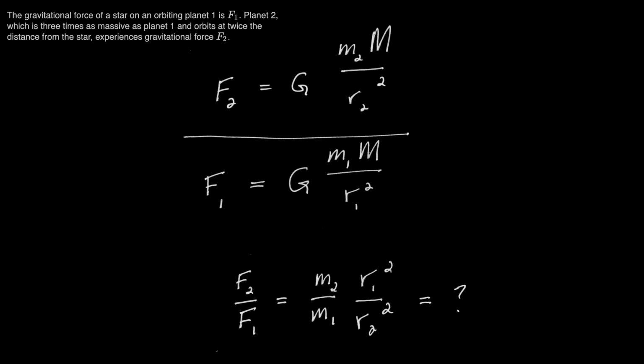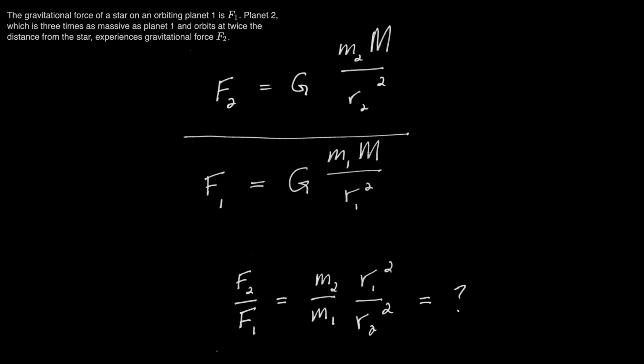What I'm left with is that F2 divided by F1 is M2 divided by M1, because I have an M2 in the numerator and M1 in the denominator, and R1 squared divided by R2 squared. Notice that it flipped, but that makes sense because the R1 and the R2 are in the denominator of each of the equations. So then I have to work out, what does this mean for the question? What is the ratio of the forces?